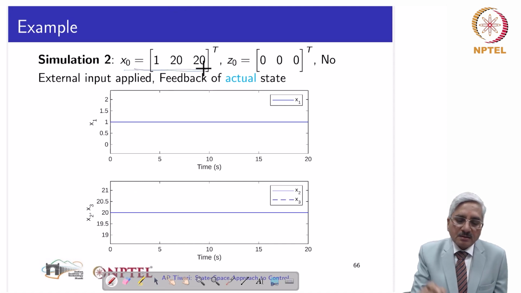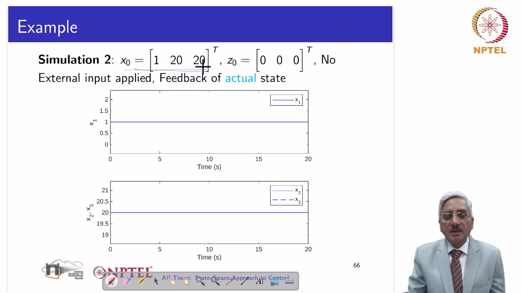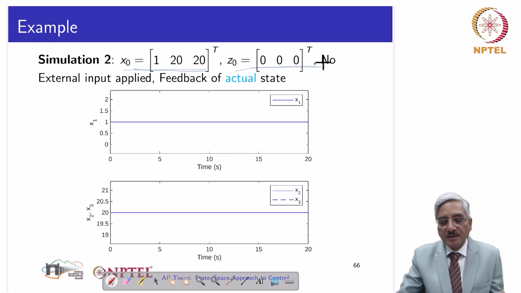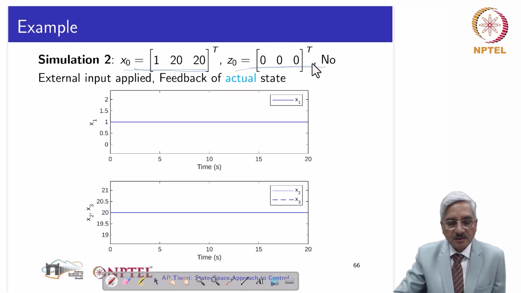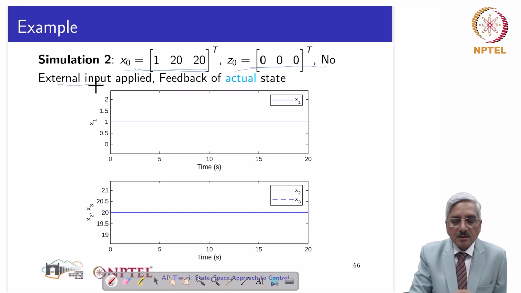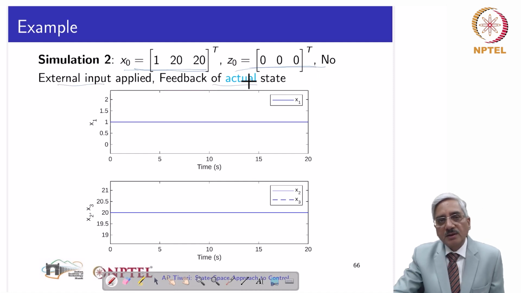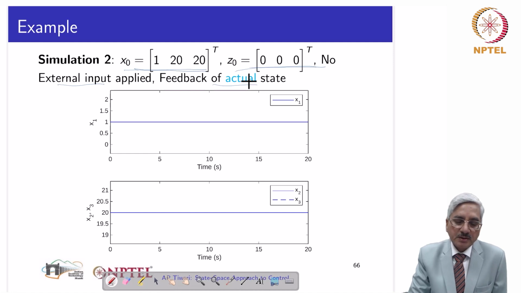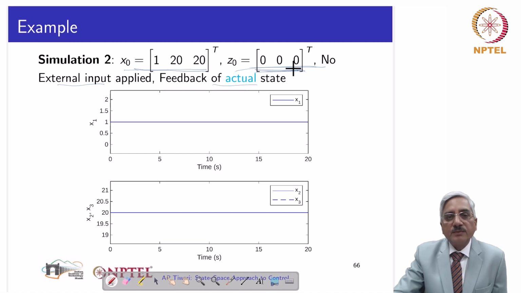The system is again at steady state, equilibrium. However, the observer states are much different. They are 0, 0, 0. They are much different from the system states. Again, there is no external input and still the feedback of the actual state. So, all other things are identical to the first simulation, but there is a large deviation of observer states from the actual system states.